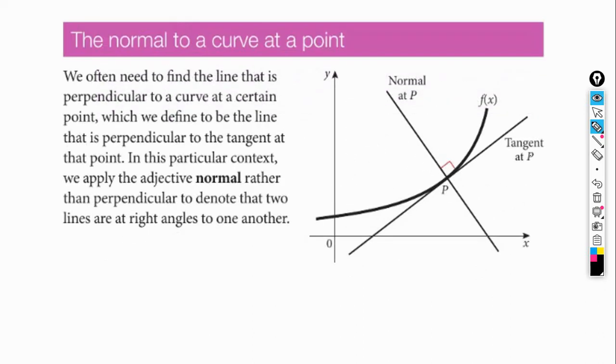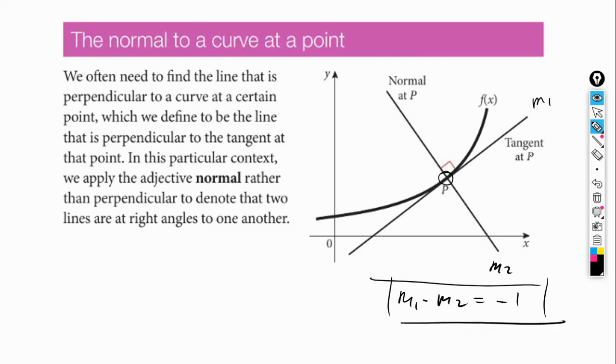So on the next slide, you're going to find the normal to a curve at a point. The normal is just another line that goes through the same point that a tangent would. The only difference is that the normal is perpendicular to the tangent at that point. So for instance, if the tangent has a slope of m1 and the normal has a slope of m2, because they're perpendicular, we know that m1 times m2 is equal to -1. And this is what we need to use in order to find the equation of a normal.